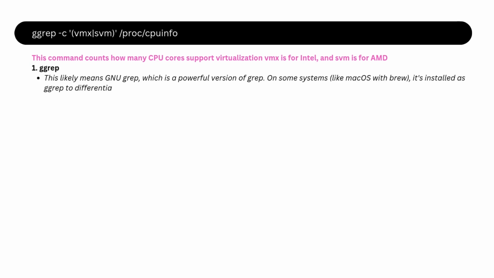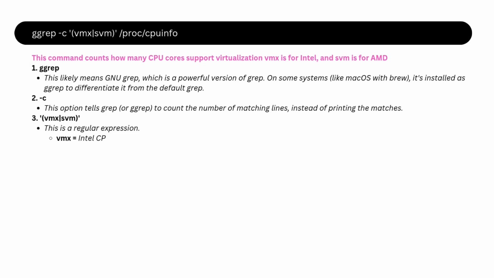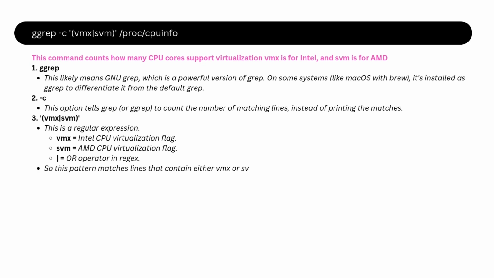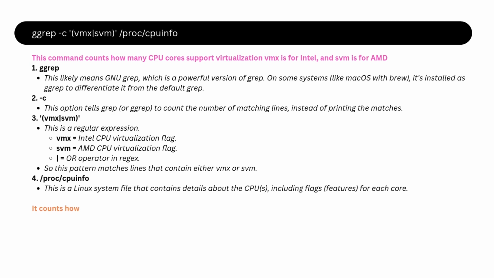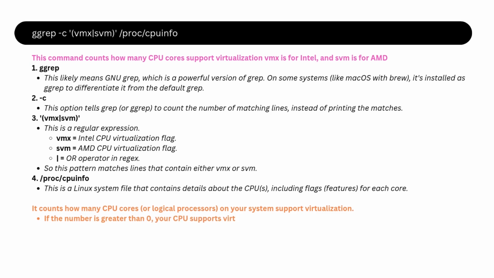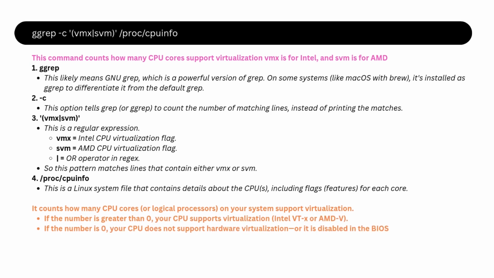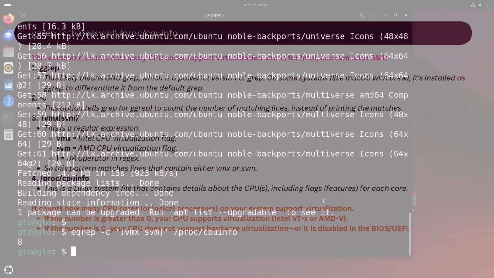Let's explain the Linux command. This command counts how many CPU cores support virtualization. VMX is for Intel CPUs and SVM is for AMD CPUs. If you see a number greater than 0, it means virtualization is supported and enabled. If it's 0, check your BIOS settings. Use this command before installing virtual machines or using tools like VMware or KVM.